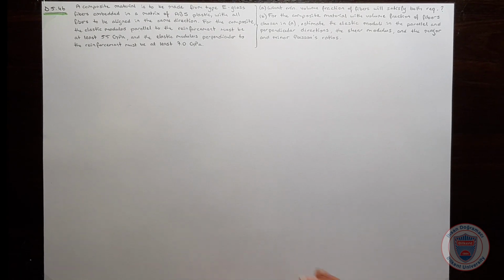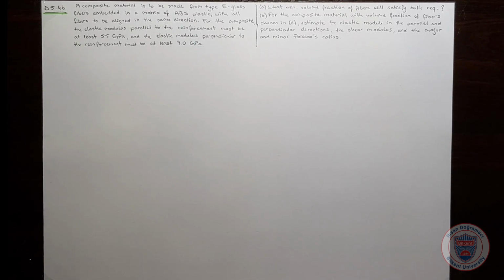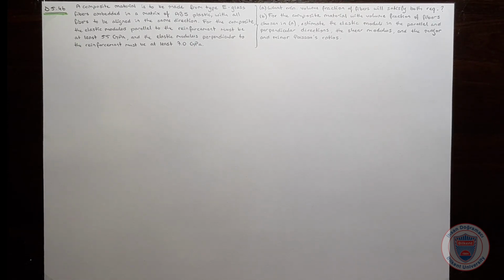In this question, we will work with a composite material which is made from type E glass fibers embedded in a matrix of ABS plastic. In part A, we will determine the minimum volume fraction of fibers, and in part B, we will estimate the elastic moduli, the shear modulus, and the major and minor Poisson's ratios for the given volume fraction in part A. At first, let's write the material properties.